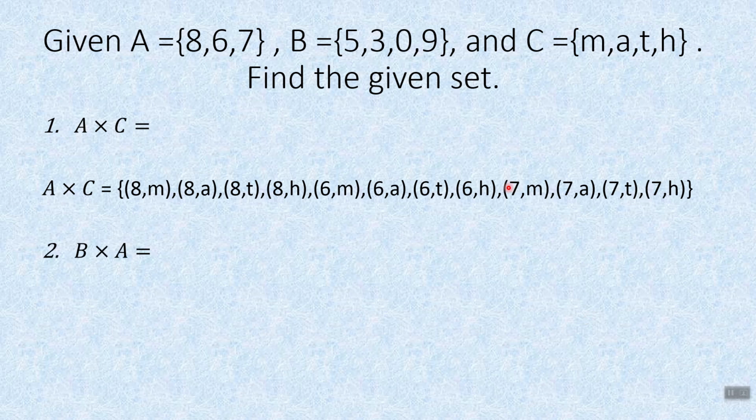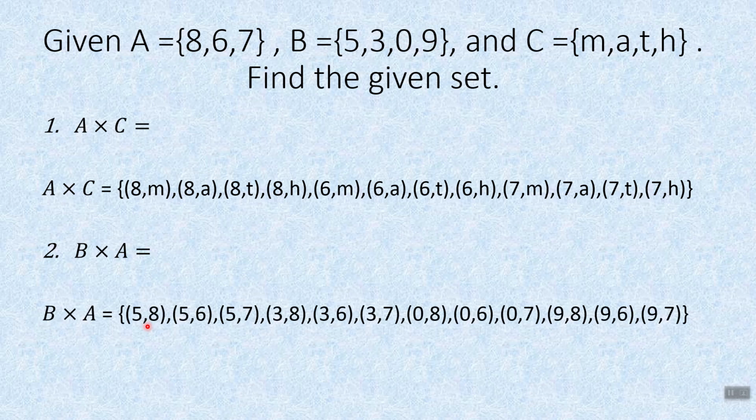If we're looking at B cross A, then all of the first values have to be 5, 3, 0, or 9. All of the second values have to be from A: 8, 6, 7. Check it out. 5, 8; 5, 6; 5, 7. 3, 8; 3, 6; 3, 7. 0, 8; 0, 6; 0, 7. 9, 8; 9, 6; 9, 7.